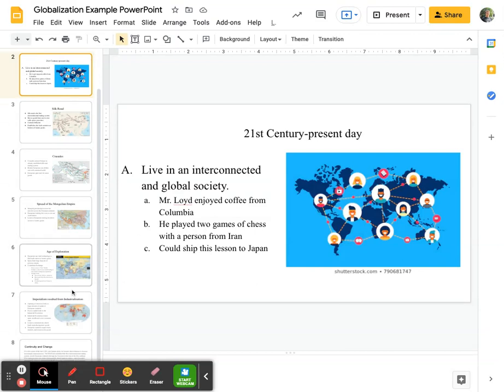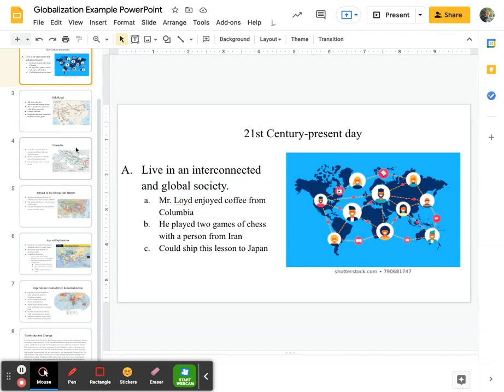So all of these things ultimately lead into the world that we are in today, and Mr. Loyd enjoying his cup of Colombian coffee while playing a game of chess with an individual from Iran.